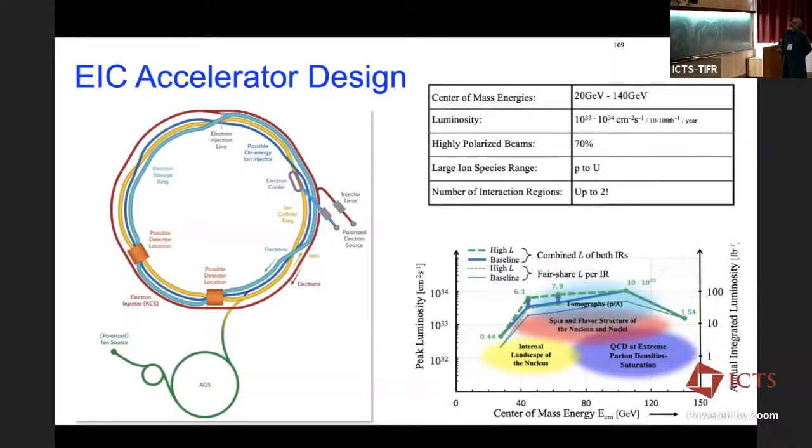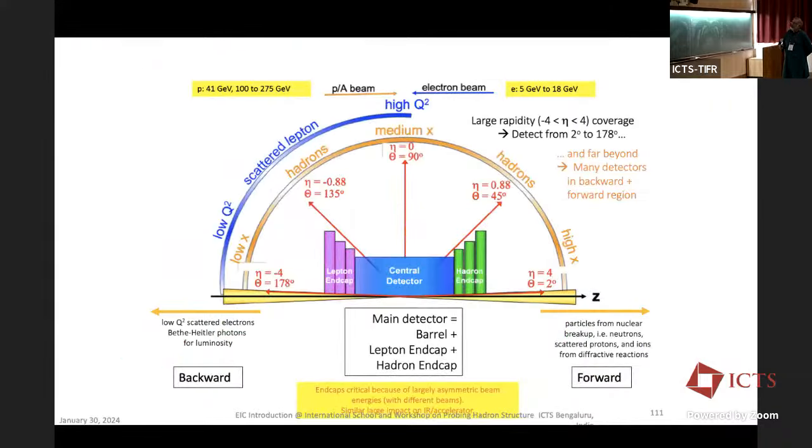Those I think I've already mentioned. This is where the machine people are telling us that this is the machine delivery, so that luminosities and center of mass energies are consistent with our physics aims as we have laid them out. Now, it is going to be an asymmetric detector.